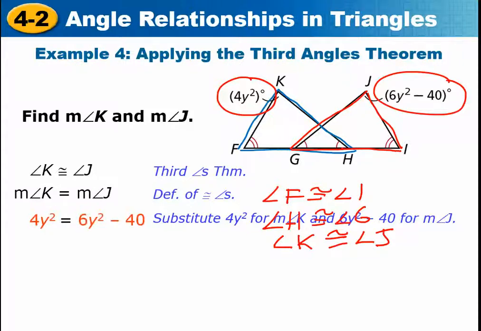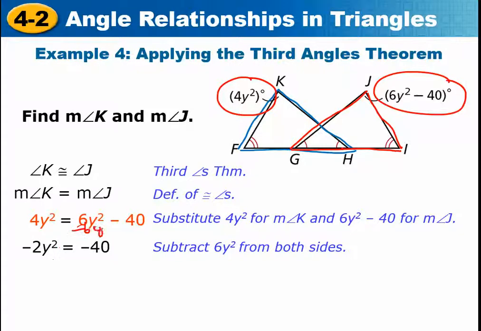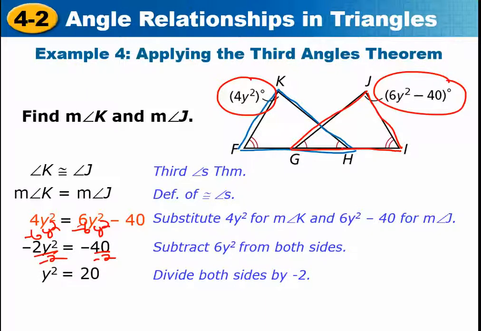Okay, so we substitute in and we get 4y squared equals 6y squared minus 40. Now we're going to subtract 6y squared from both sides. Let me erase some of this. When I do that, I'm still going to get y squared. I'm going to get negative 2y squared. Then we would divide both sides by negative 2. So I subtracted 6y squared from both sides. Now I'll divide by negative 2, and I'll get y squared equals 20.